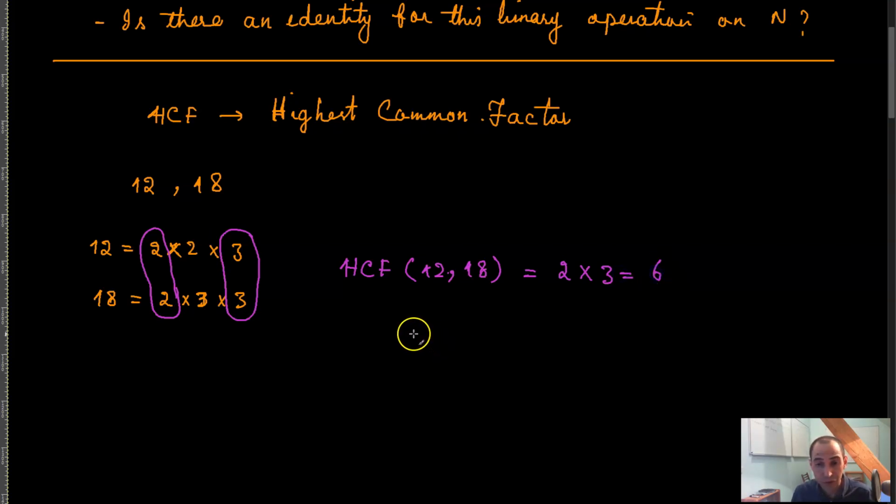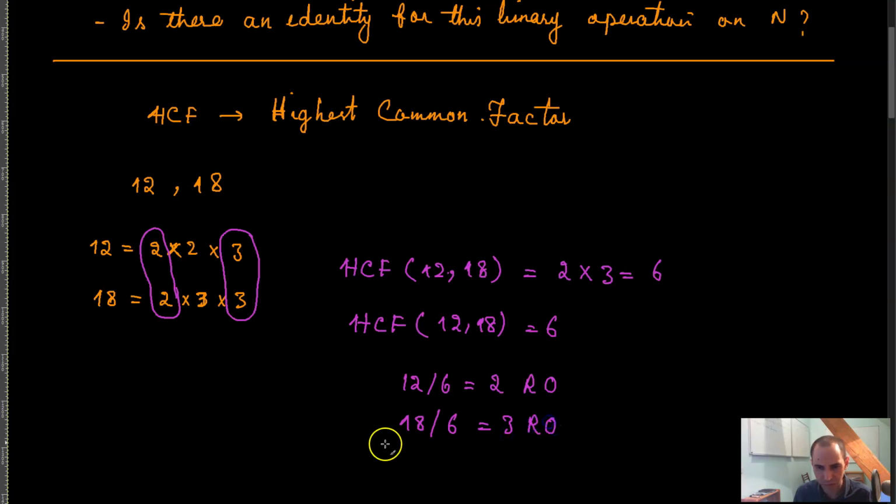Now 2 times 3 is equal to 6, so then you can say that the HCF of 12 and 18 is equal to 6. Now you can see that 12 is divisible by 6, meaning that 12 divided by 6 is equal to 2, remainder 0. And 18 is also divisible by 6. 18 divided by 6 is equal to 3, remainder 0.